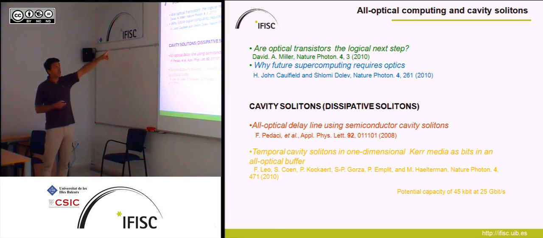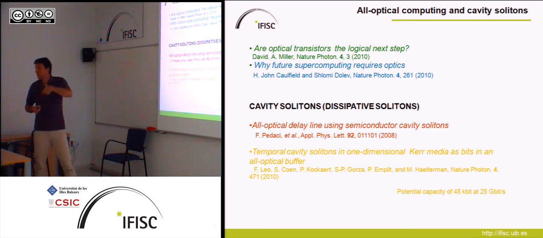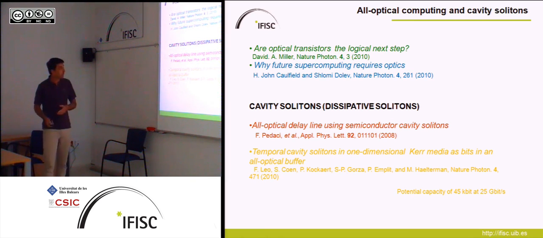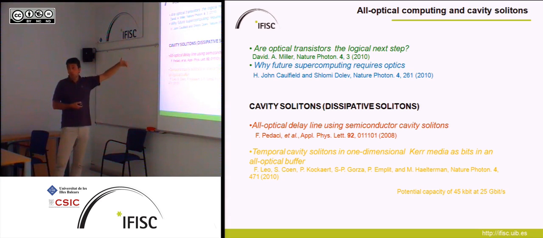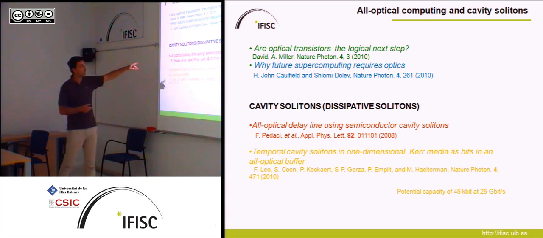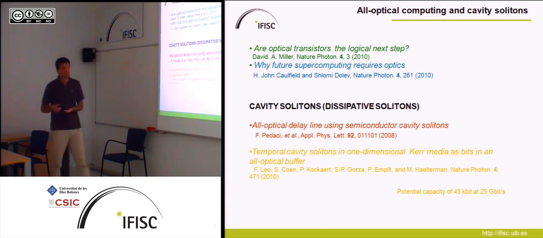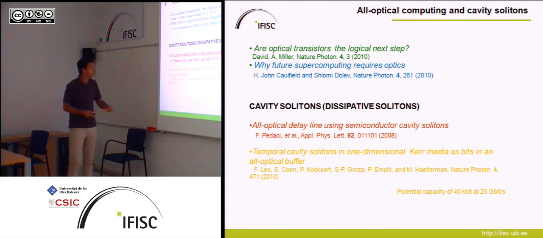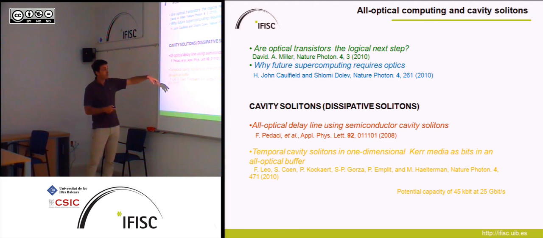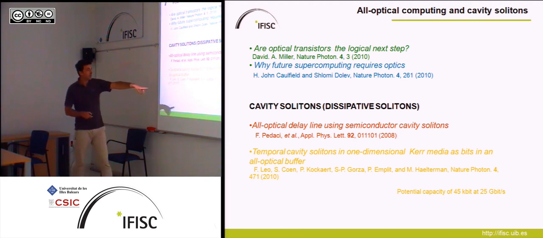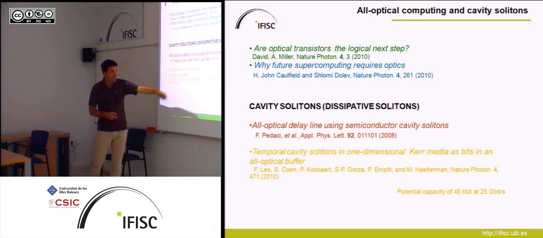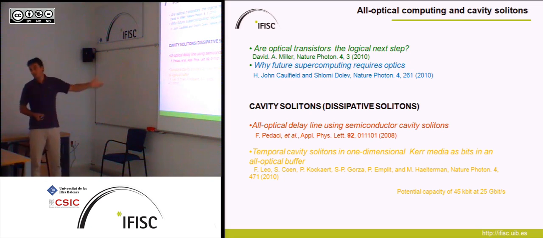There has been a lot of discussion recently in Nature Photonics on articles that claim that this is an important step to avoid some limitations of electronics. So there is some interest in having computations all optical. On the other hand, cavity solitons have been suggested for that as being able to compute, or not compute, sorry. They were suggested to store information, as memories. There are some papers where this is an all-optical delay line using semiconductor cavity solitons, and this is in the temporal domain, but it's very much the same. It's an optical memory with 45 kilobyte capacity at 25 gigabits per second. That's a memory using cavity solitons.